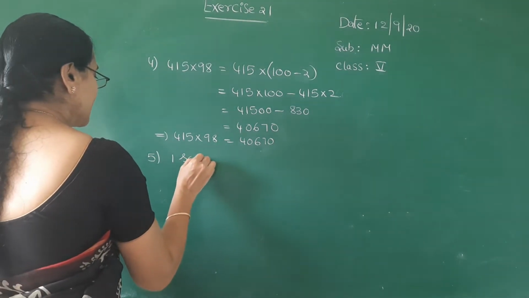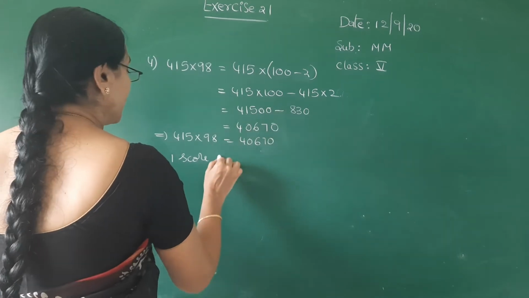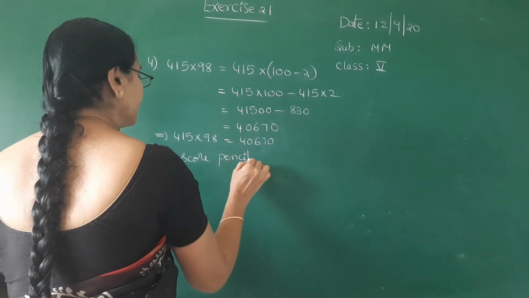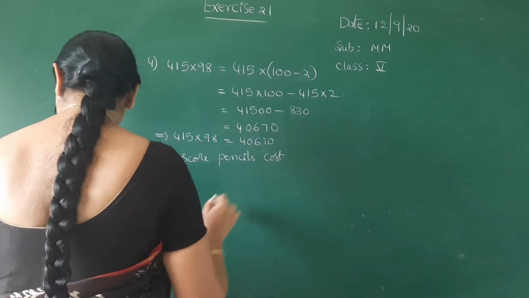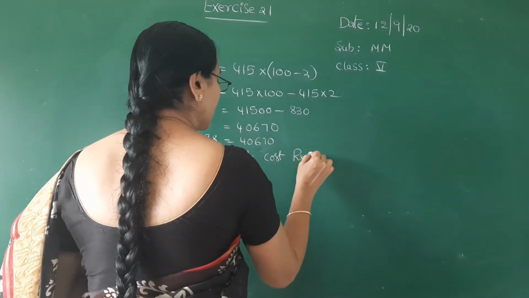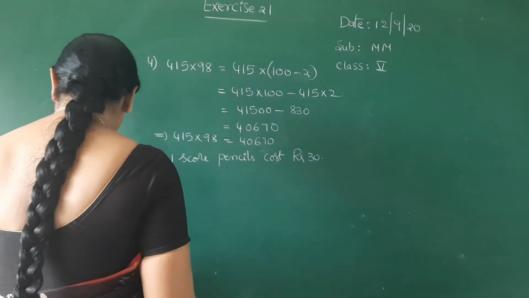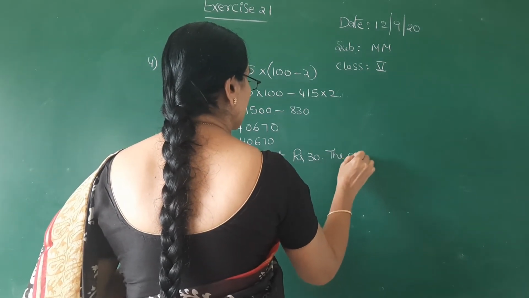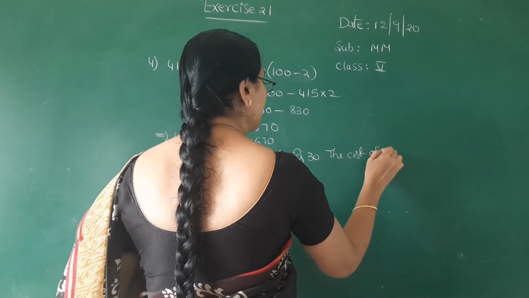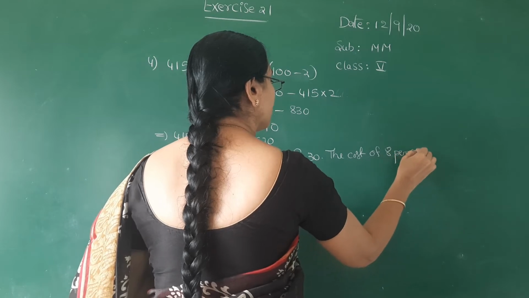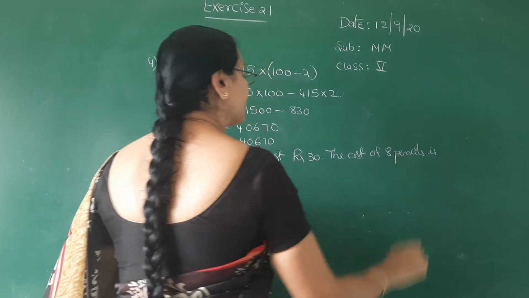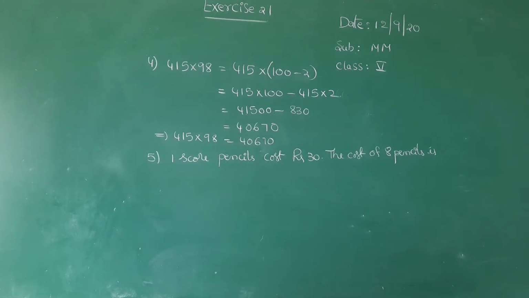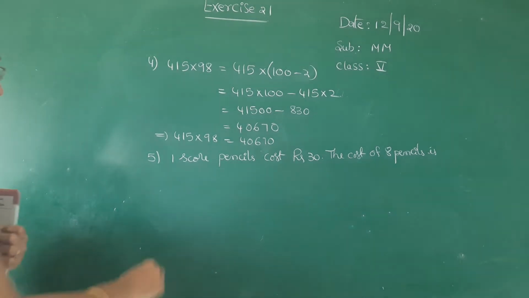One score pencils cost rupees 30. The cost of 8 pencils they are asking. Cost of 8 pencils is. Okay then. See, first of all, you have to read this problem. The score pencils cost they have given here 30 rupees, and they are asking to find the cost of 8 pencils.